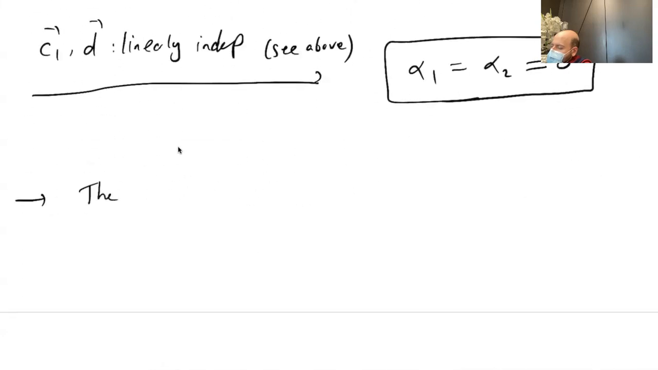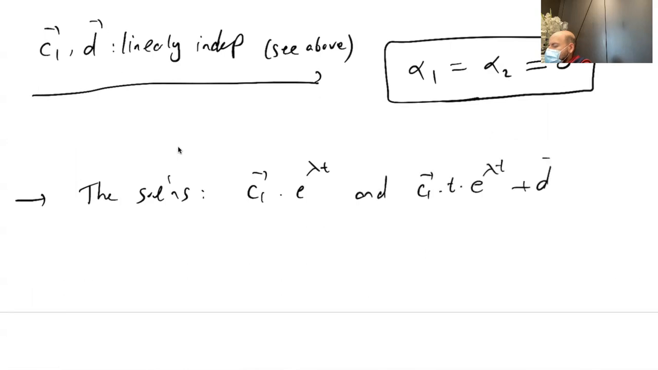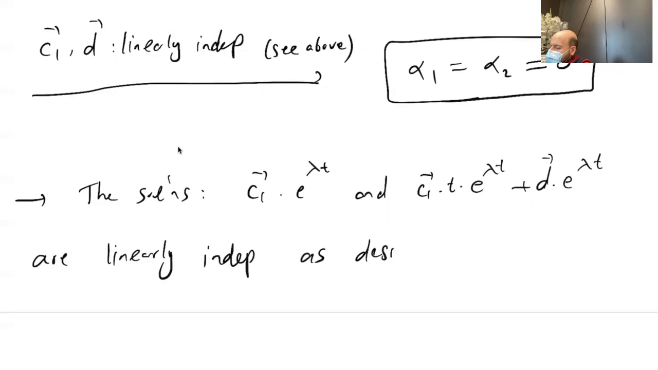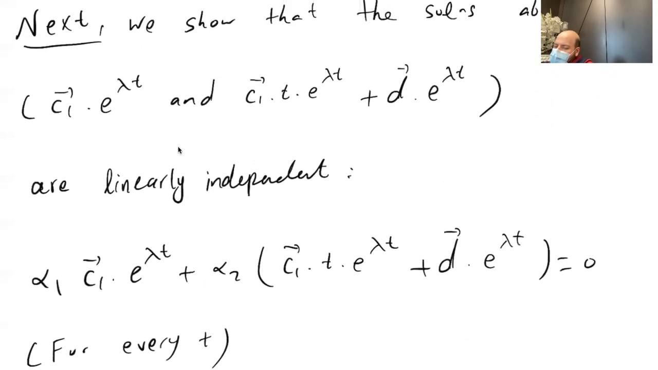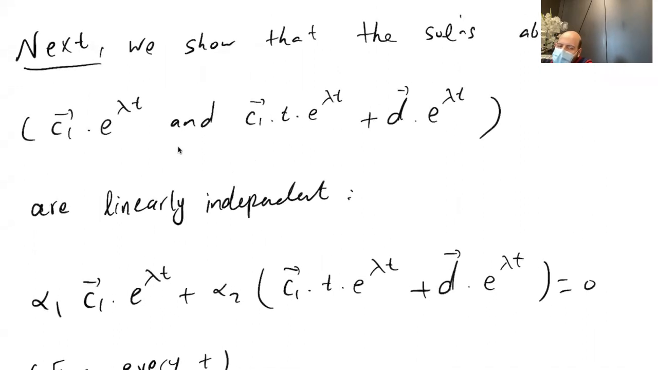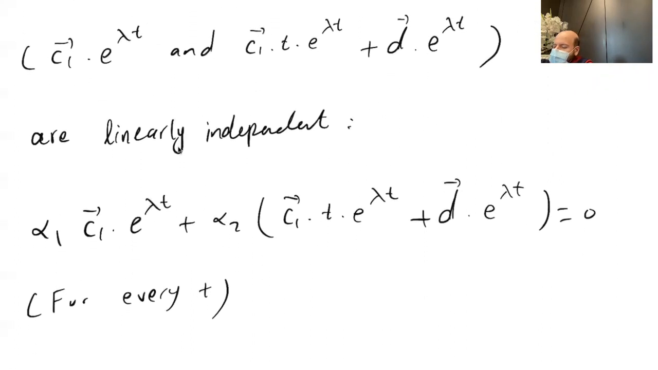So the solutions C1 e to the power lambda t and C1 t e to the power lambda t plus D e to the power lambda t are linearly independent, as desired. We wanted to show that they are linearly independent, and we showed that if some linear combination is 0, then every coefficient must be 0. That means they are linearly independent.